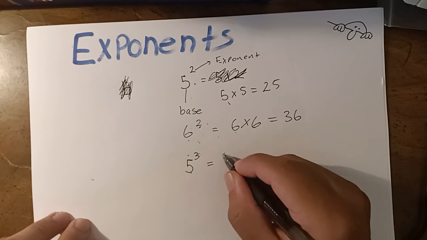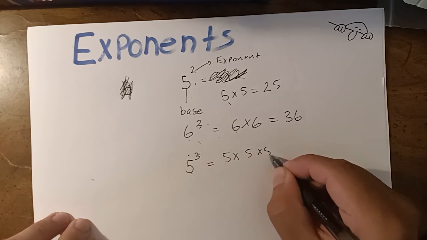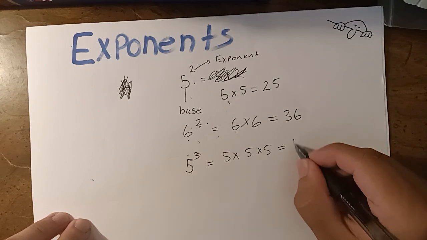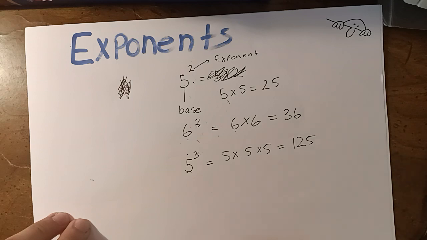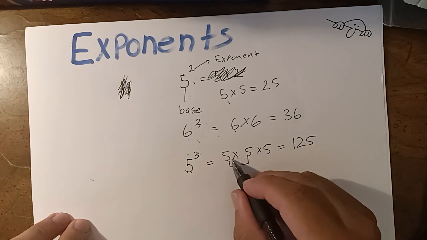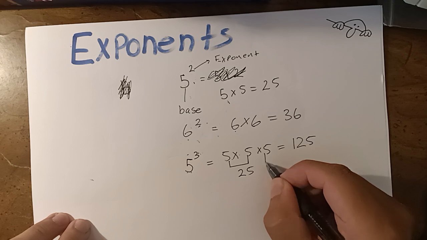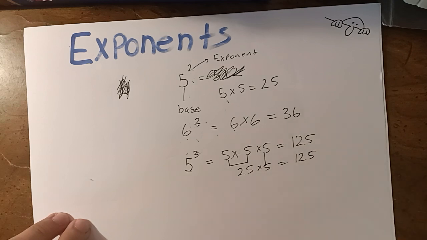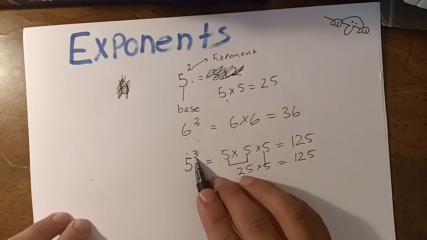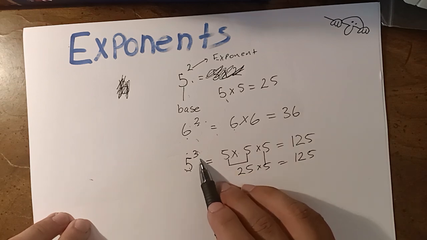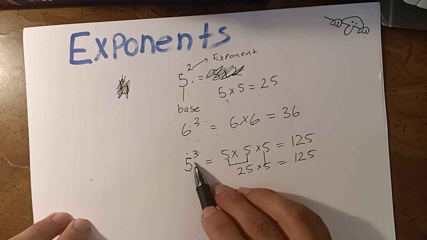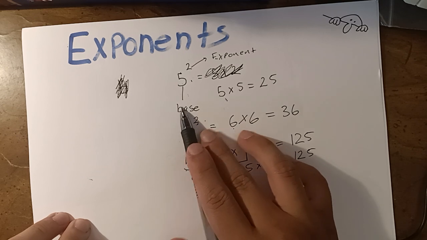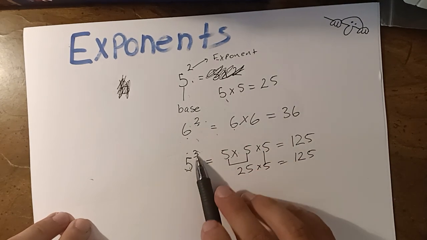So this would be, again, 5 times 5 times 5, right? We're doing 5 three times. It's multiplication. This would be 125. The way I would do it is, I multiply these two. This is 25, and then I multiply 25 by 5, and that'll give me 125. This is called 5 cubed, or 5 to the third power, or 5 to the third.